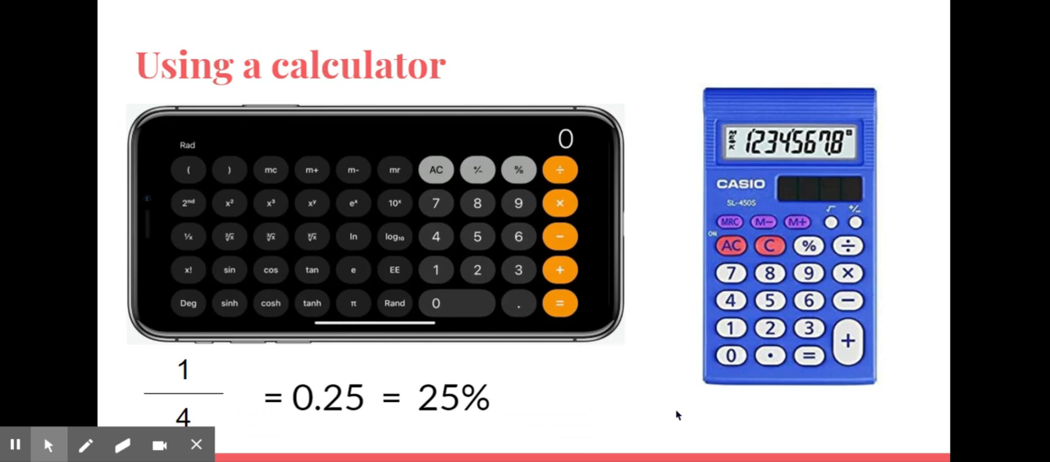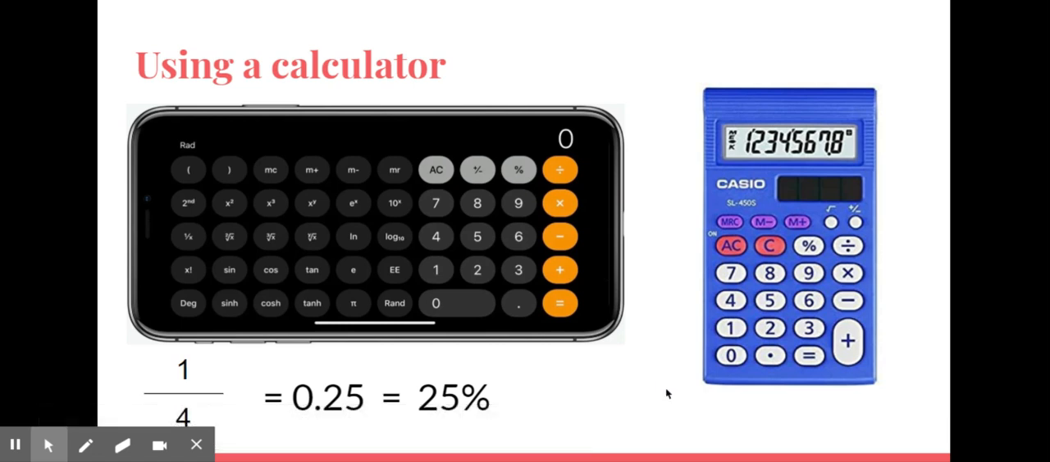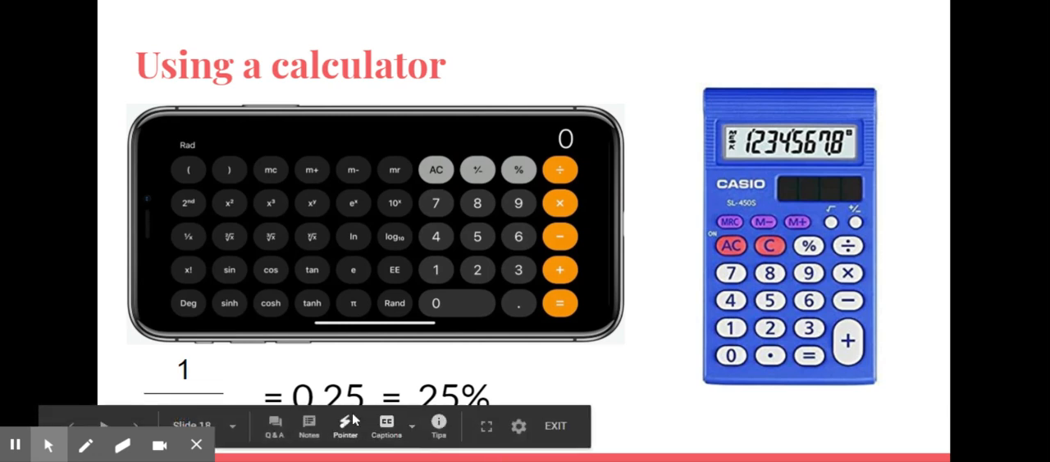Now, if your calculator does not have a percent key, that's okay. All you're going to do then is push the 1 key divided by the 4 key, and then push equals. And you'll actually get the decimal here, 0.25.